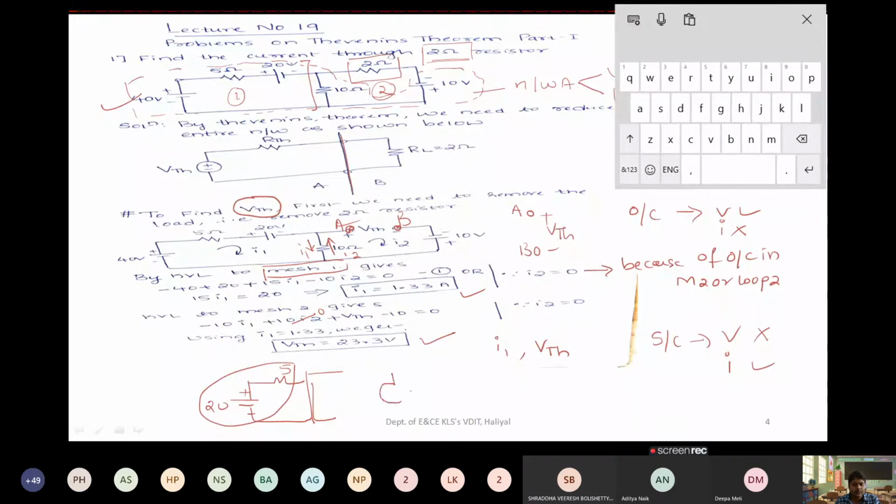Sir, in equation number 1, instead of 15 I1, it should be 5 I1, sir. No, see, a 5 ohm resistor is there. Yes, I will tell you. So this is completely loop 1, right? Are you getting this? Yes, sir. I1 is flowing through 5 ohms as well as the 10 ohm resistor, no? Yes, sir. So 5 I1 plus 10 I1, it is 15 times I1. Is that clear? Yes, sir.